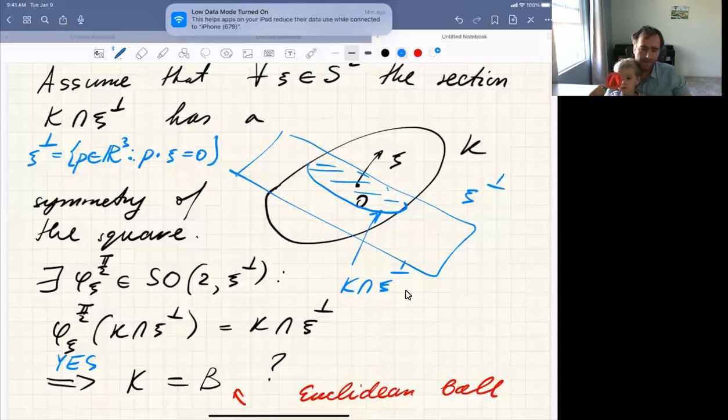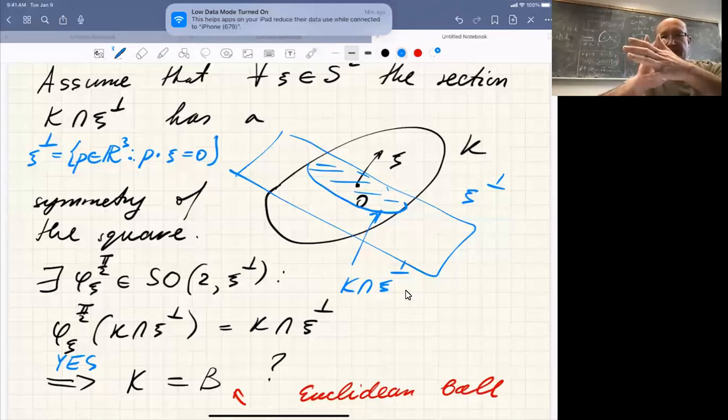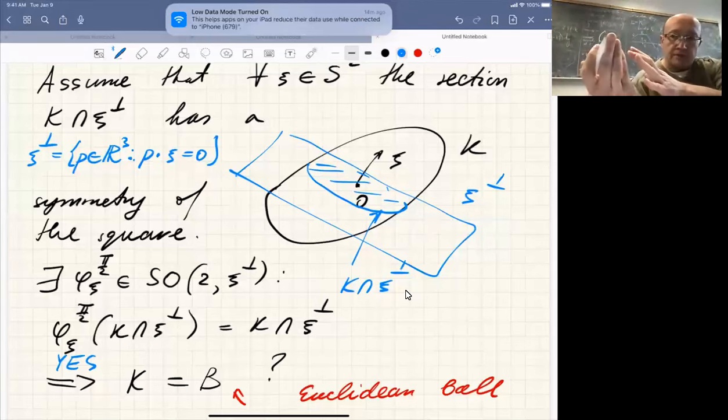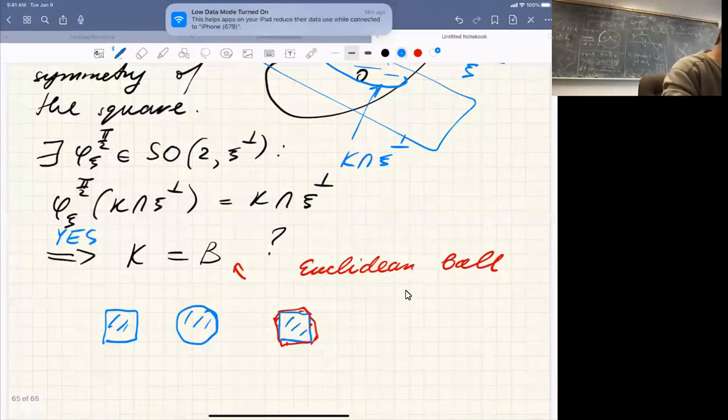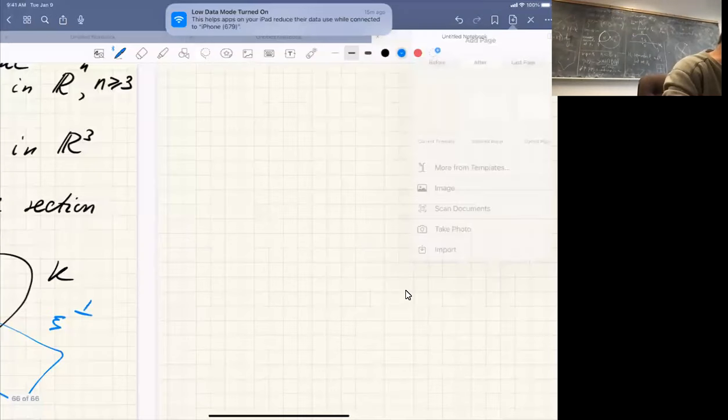Again, in every subspace, I have my own rotation by pi over 2. In fact, if I have one rotation, I have all 4 of them. So in every subspace, I have a rotation where my section doesn't care. And I want to say that the only body that could sustain all of the symmetries is the Euclidean ball. Let's do this. This is not difficult at all.